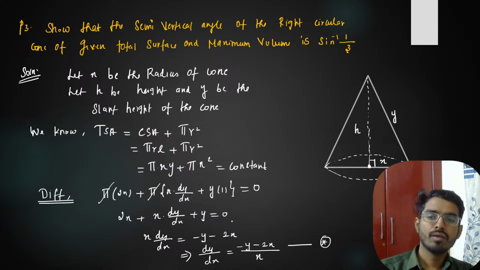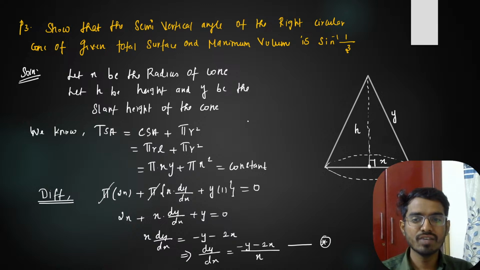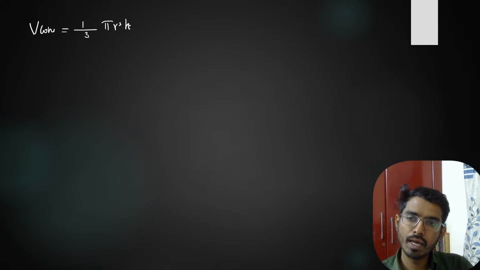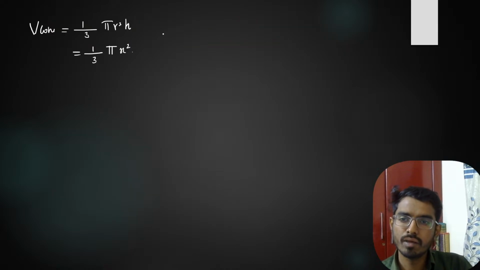Call this star. As of now we haven't even started. We know that TSA is a constant, so I'm differentiating this and keeping dy by dx. Right? Now what we need to do is maximize the volume of the cone, right? Semi-vertical angle of a right circular cone. We need to find the maximum volume. So what is the volume of a cone? One by 3 pi r square h. So 1 by 3 pi, our r is x, so x square, height is h only. So we need to maximize this, right?